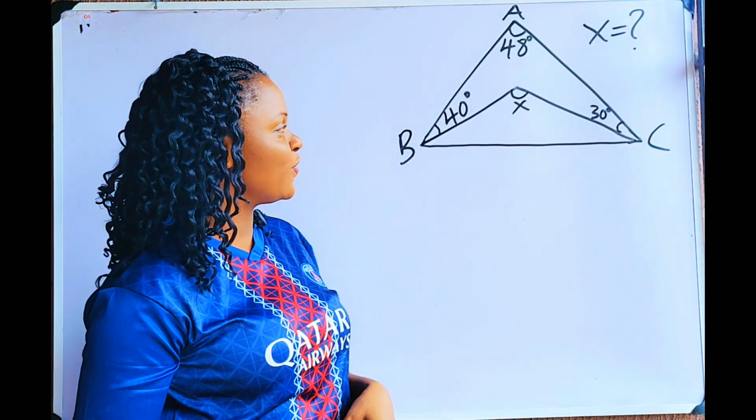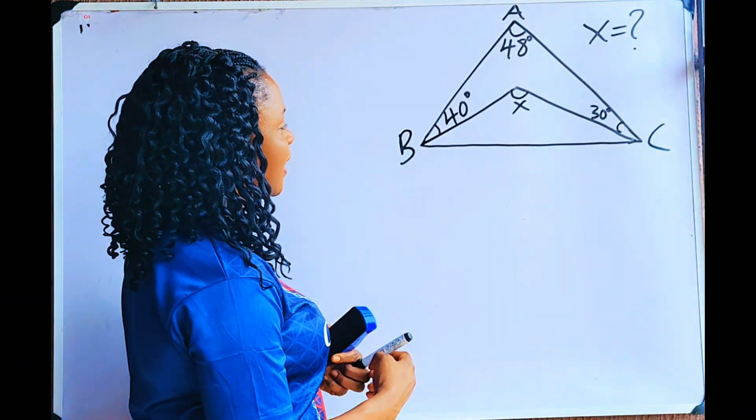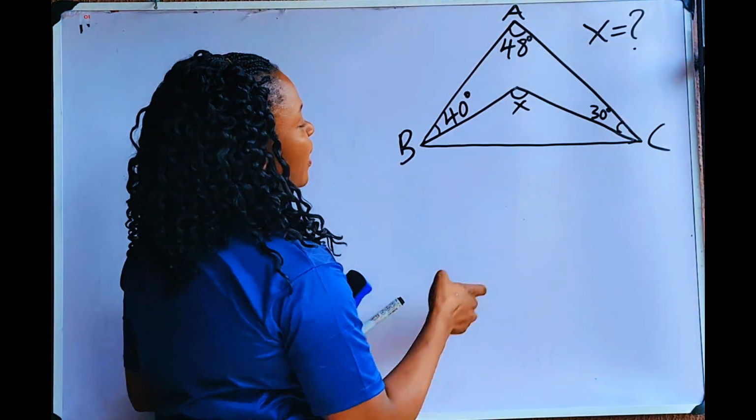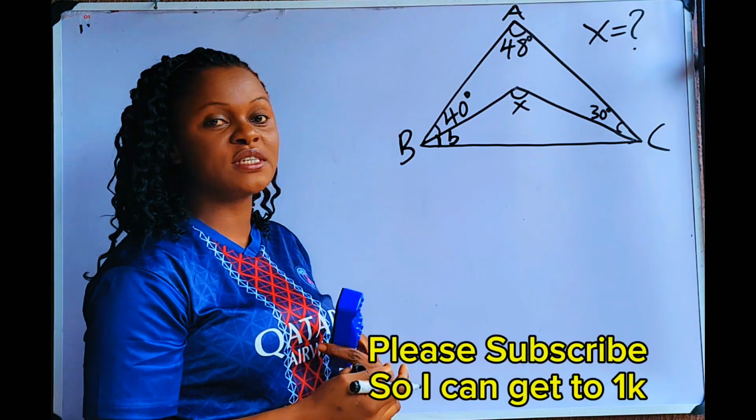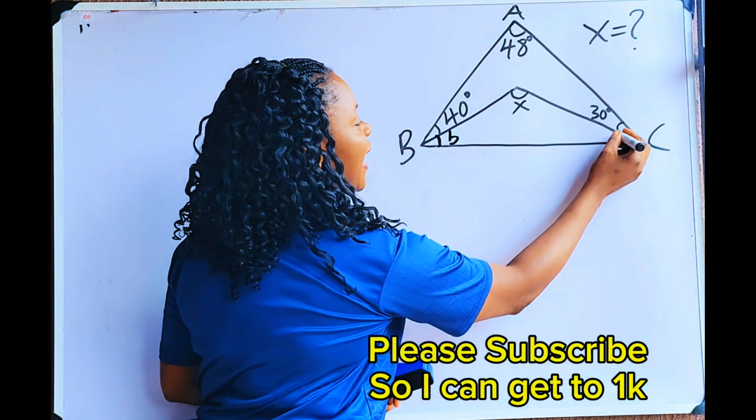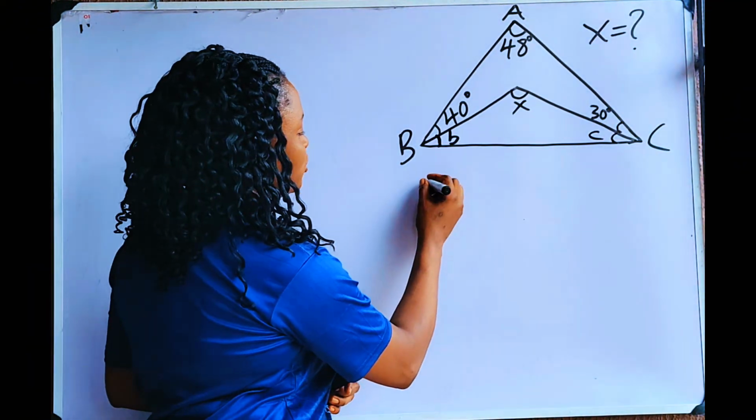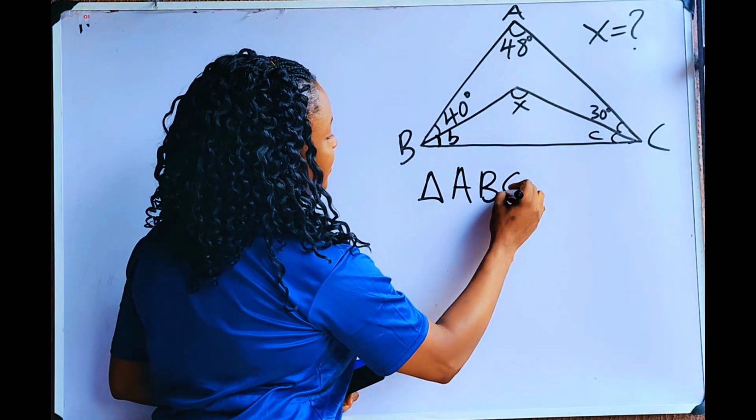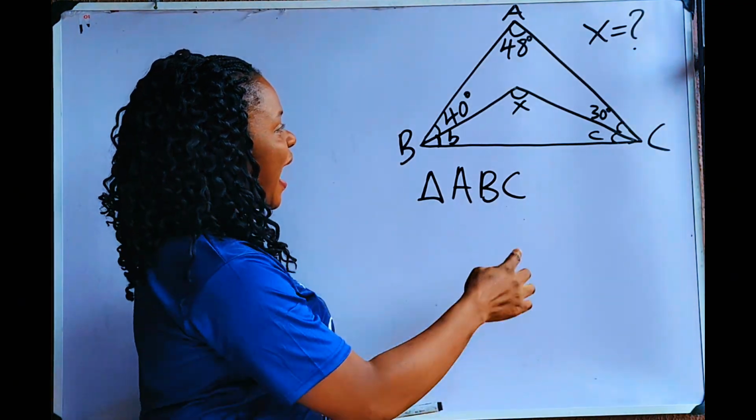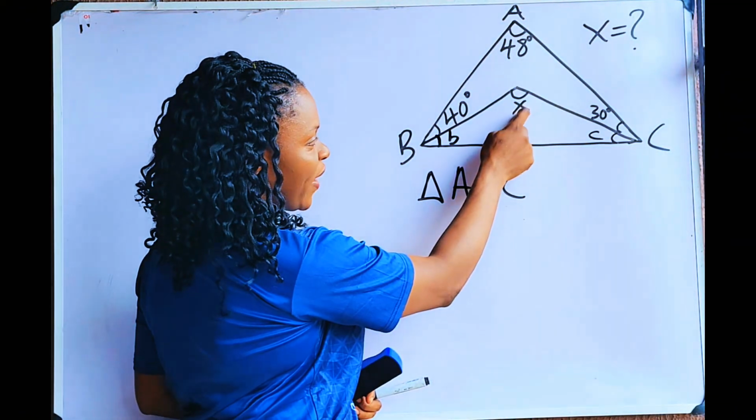Now, for us to solve this, the first thing we have to note is that suppose we rename here. Suppose that here is small letter b, and here is small letter c. It simply means that triangle ABC, I want us to redraw this and omit this particular one at the center, which is the value of x here.